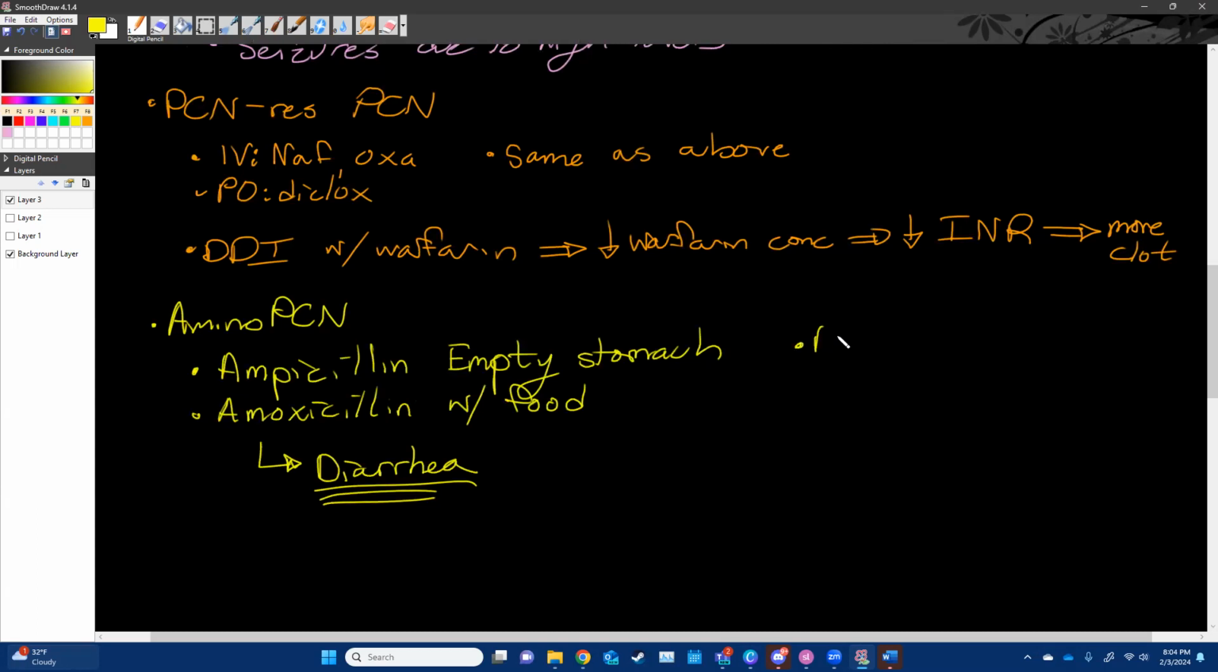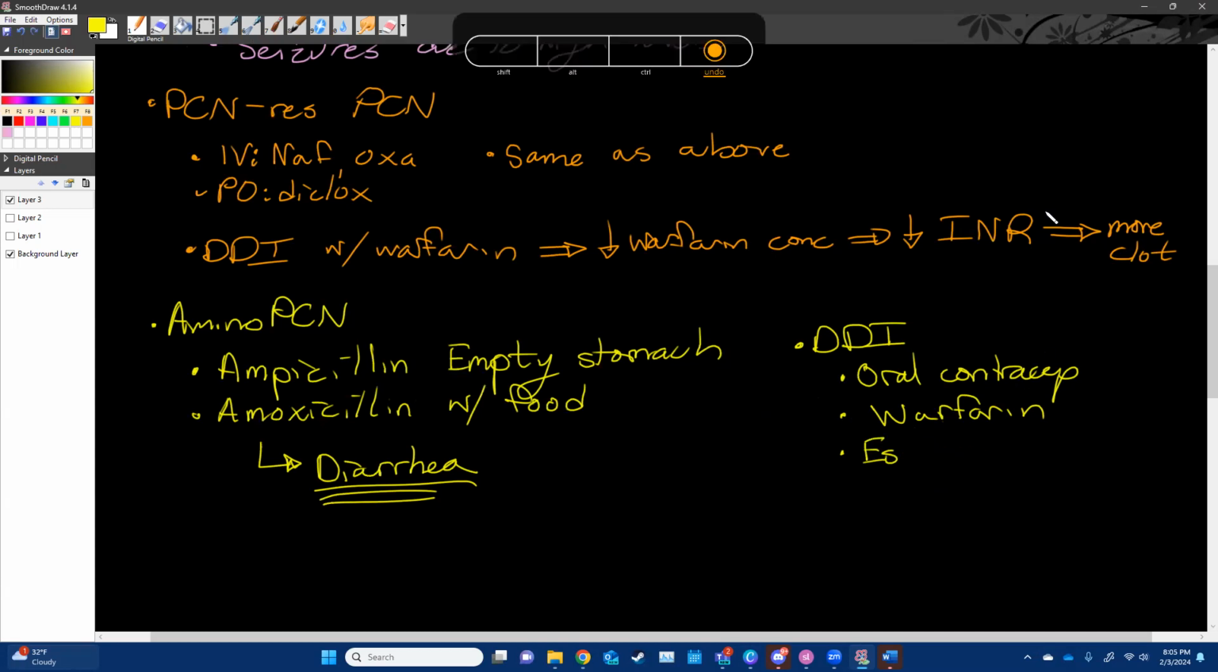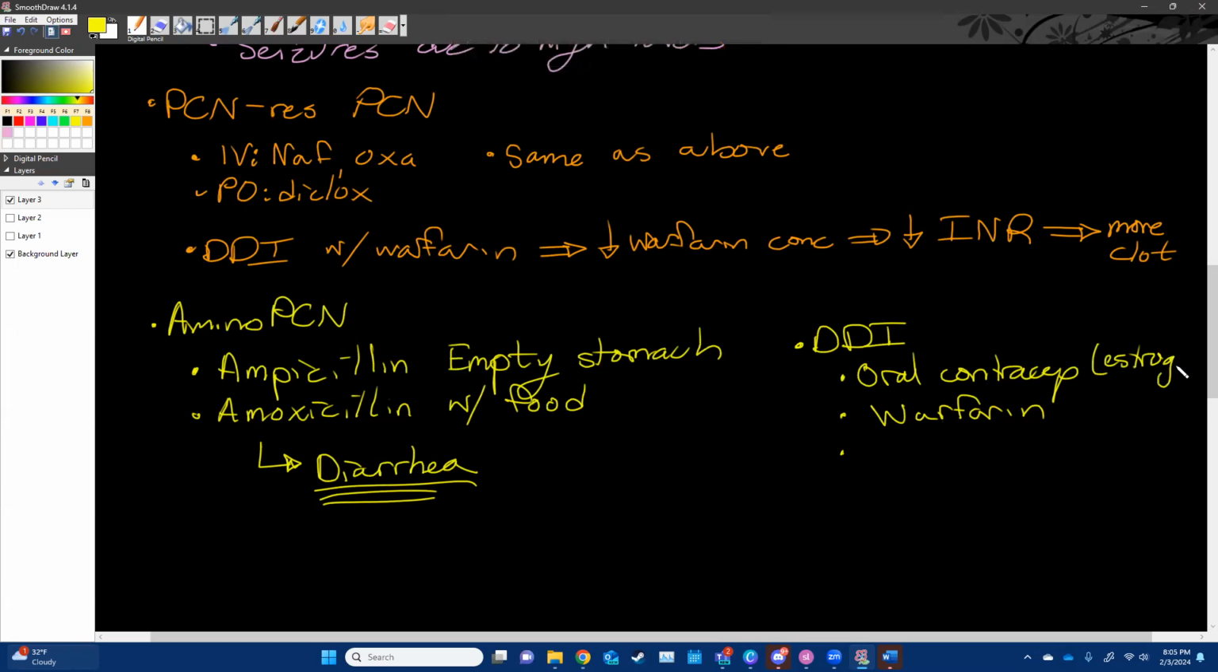Really, we start to see some of our drug-drug interactions you might have heard of before, especially when we talk about oral contraceptives, warfarin, estrogens, which honestly we could just put here, and allopurinol.